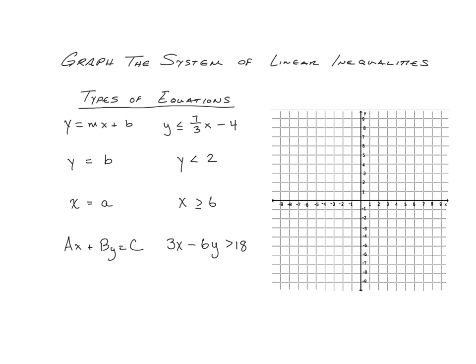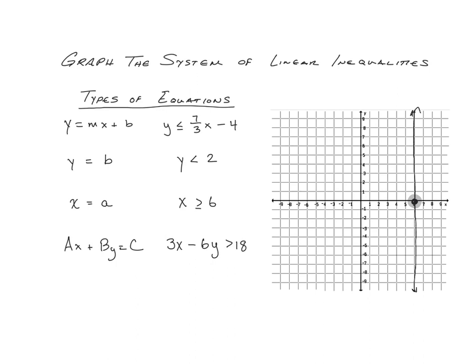It's the only line where I plot my first point not on the y-axis. So I go to where x is 6, okay? So I go where x is 6, there we go. And then, because it's equal to, I'm going to draw a solid line that goes straight up and down right through there.